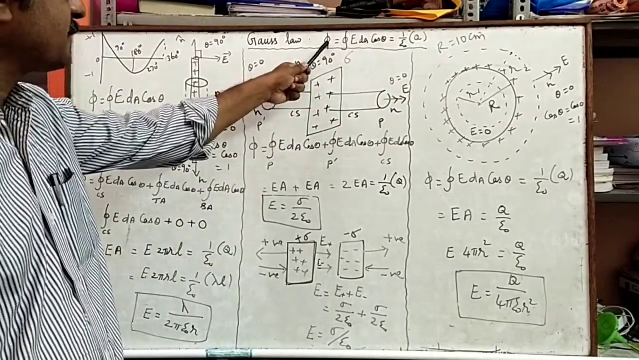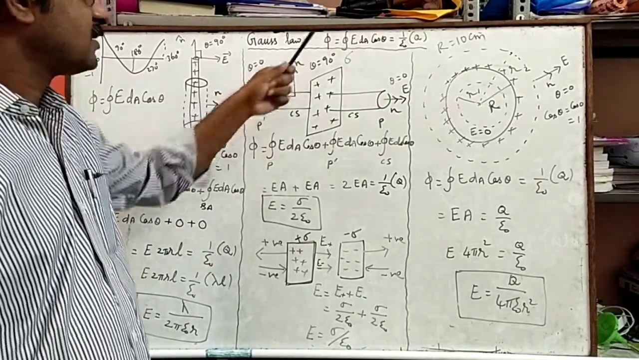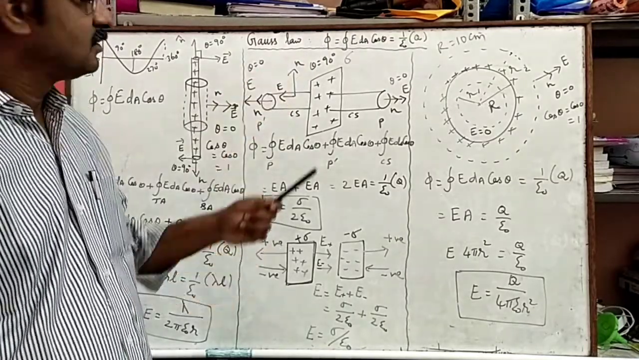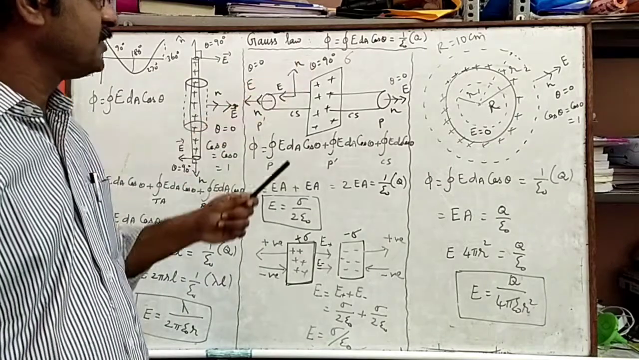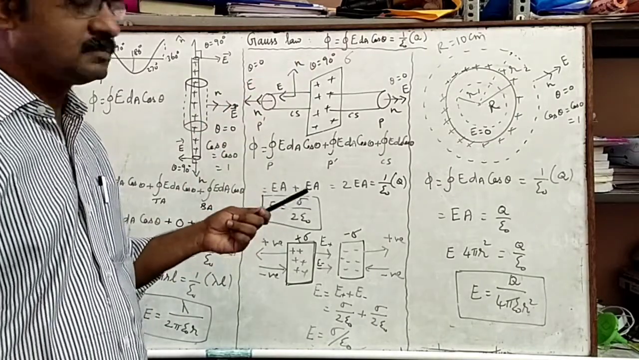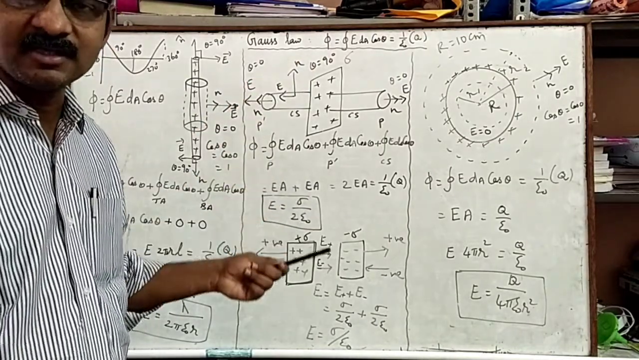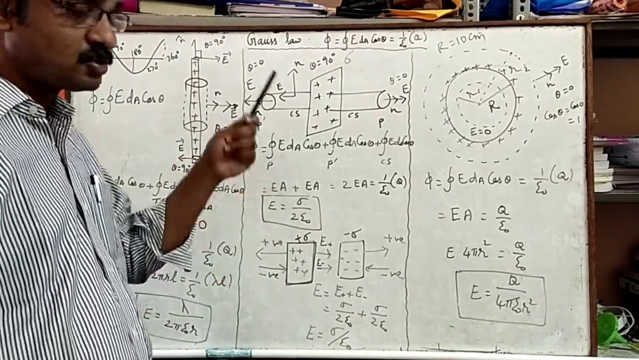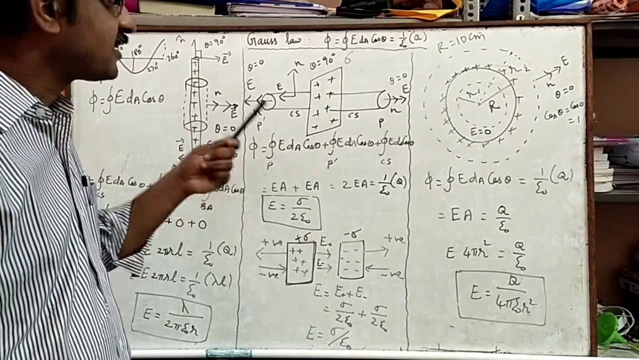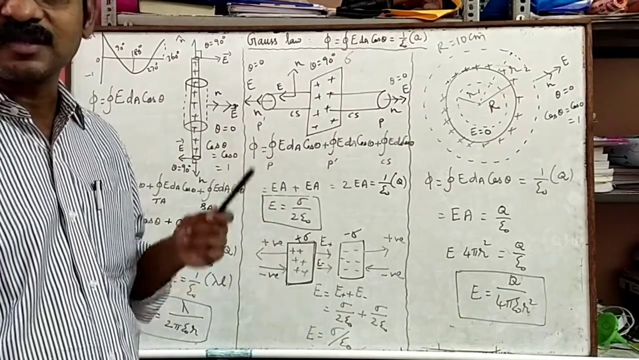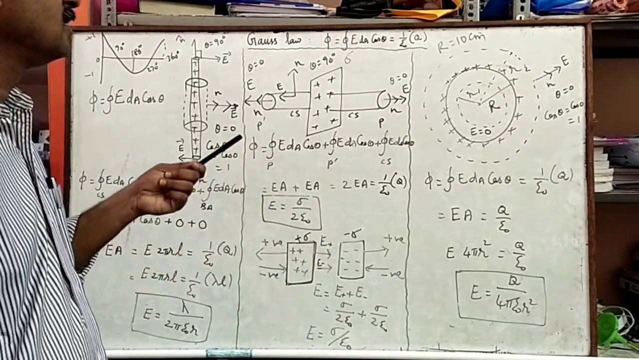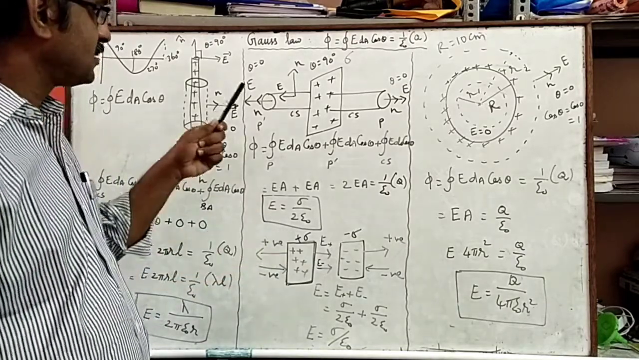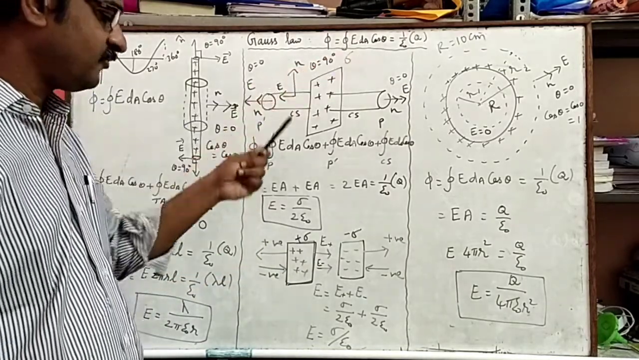The flux is number of lines. So it's a scalar quantity. The flux value may have minus value, or it may have plus value, or even it could be zero. The total flux in a closed surface may be zero, or it may be positive value, or it may be negative value, because theta value may change in case of a closed surface.